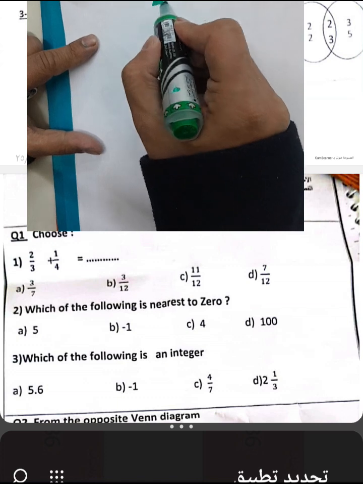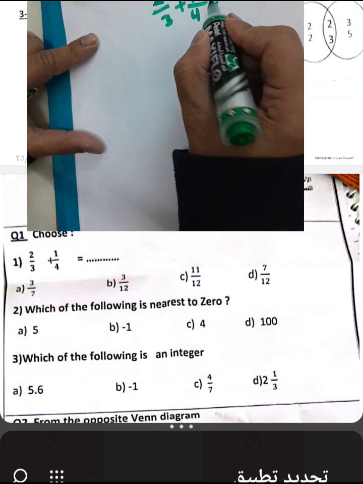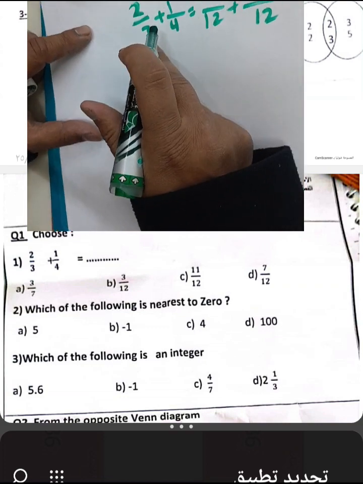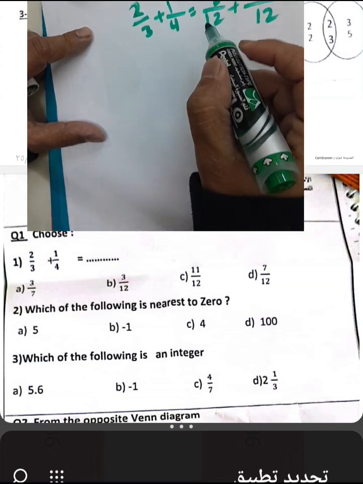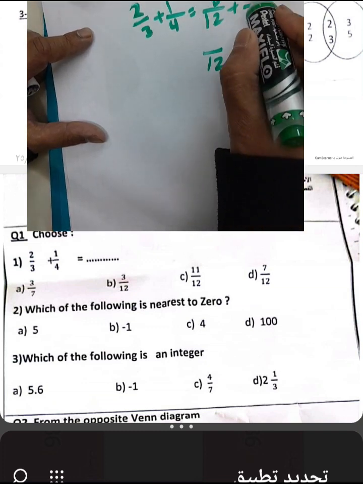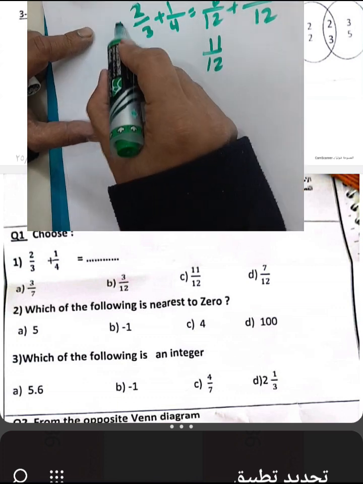Next question. 2 over 3 plus 1 over 4. We can find the least common multiple of the two denominators, 12. 12 divided by 3 equals 4. 4 times 2 equals 8. 3 times 1 equals 3. And the sum of the two numbers, 3 plus 8, will be 11. It was question number 1.